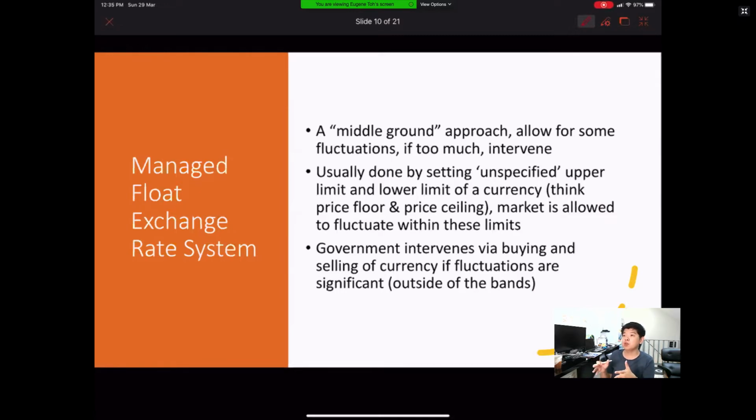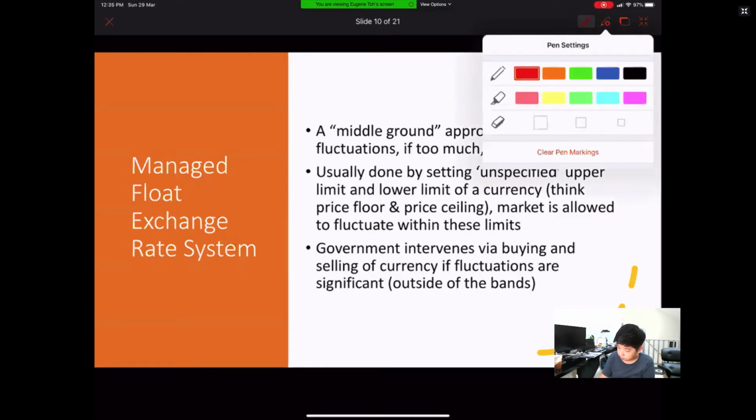So Singapore actually practices a middle kind of approach towards the exchange rates. Instead of fixed, instead of free floating, we say, okay, we are gonna do a managed exchange rate system, which is an in-between system, in between the fixed and floating. So how does the in-between system work? Now I'm gonna draw a diagram to show it to you.